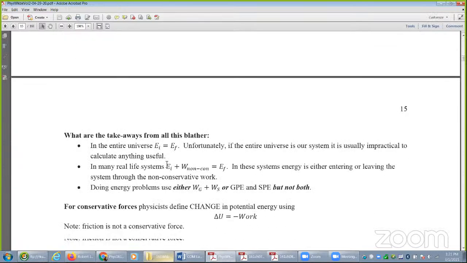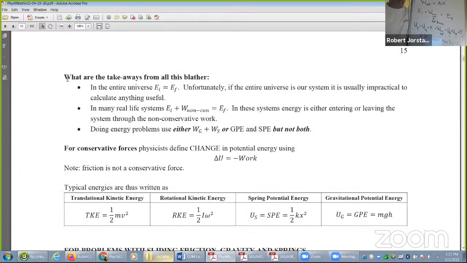Okay, so let's see if we could summarize the takeaways from all this. In the entire universe, E initial equals E final. Unfortunately, it's impossible for us to do that in the real world because it's impractical.